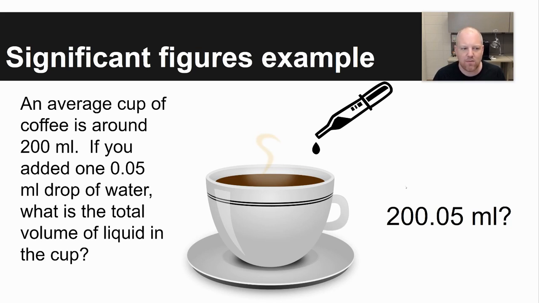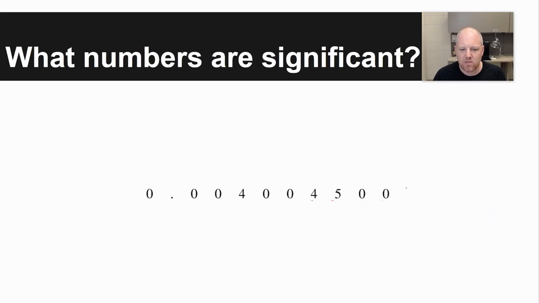And so if you have a cup of coffee with about 200 milliliters of liquid in it, and you add 0.05 milliliters, you do not have in that cup 200.05 milliliters of liquid. You approximated that 200 milliliters much less carefully. You measured it much less carefully than that 0.05. If you see 200.05 milliliters, that gives you an indication that you very carefully measured all that liquid, when that's probably not the case. What numbers are significant?